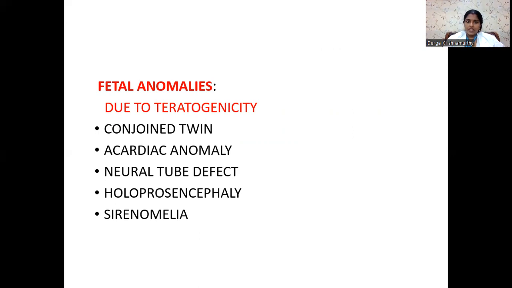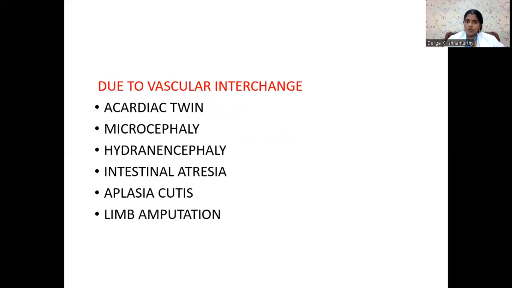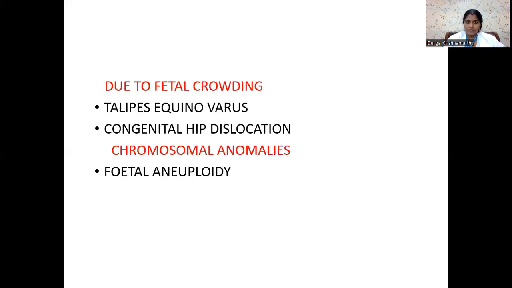Fetal anomalies due to teratogenicity are conjoined twins, acardiac anomaly, neural tube defects, holoprosencephaly, and sirenomelia. Due to vascular interchanges, we have acardiac twins, microcephaly, hydranencephaly, intestinal atresia, aplasia cutis, and limb amputation. Due to fetal crowding, we have talipes equinovarus, congenital hip dislocation, and chromosomal anomalies called fetal aneuploidy.